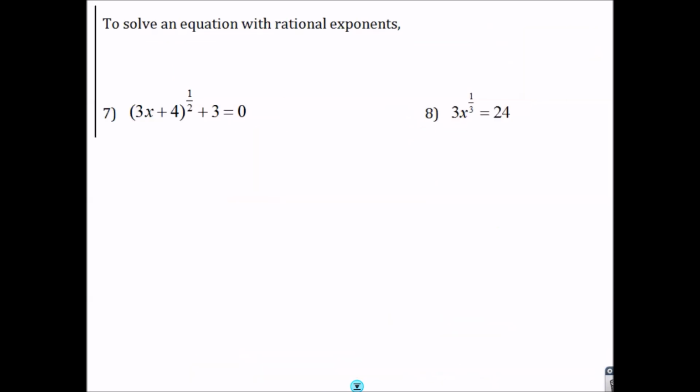One more thing to look at. Sometimes you might see an equation that is written with rational exponents. A few days ago, we learned how to convert rational exponents to radicals. So we're just going to do the same thing here and then solve like a radical equation. So to solve an equation with rational exponents, we need to convert it to a radical equation.